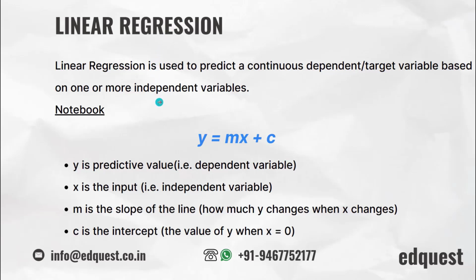That line is represented using a simple equation, which is y = mx + c. Let's break it down. Y is the predicted output, also called the dependent variable, and x is the input value, also called the independent variable, where m is the slope. It tells us how much y changes for a unit change in x. C is the intercept, the value of y when x equals 0.